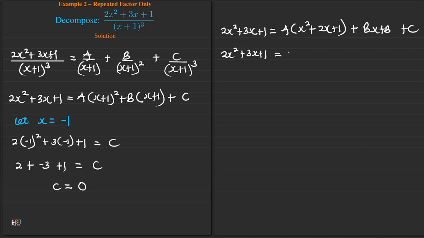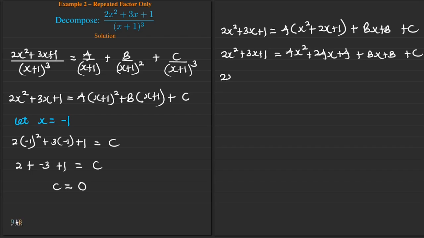times x squared gives us an a x squared, and then a times 2x gives us a 2ax. A times 1 gives us an a, and then plus bx plus the b, and then plus c. Now you would want to group like terms at this stage.